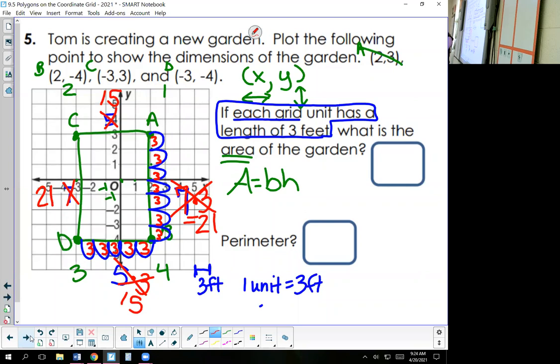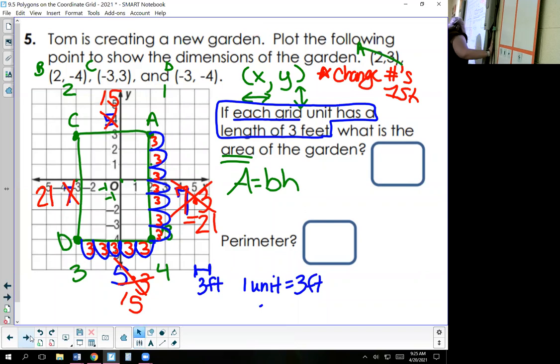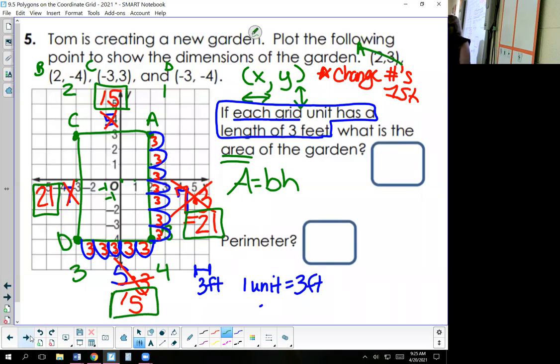I'm going to say that. I'm going to write it. Change your dimensions first. So change numbers first. Don't do any math until you change those. Okay? So, what numbers are we going to use? I'm going to use 21, 15, 21, and 15.